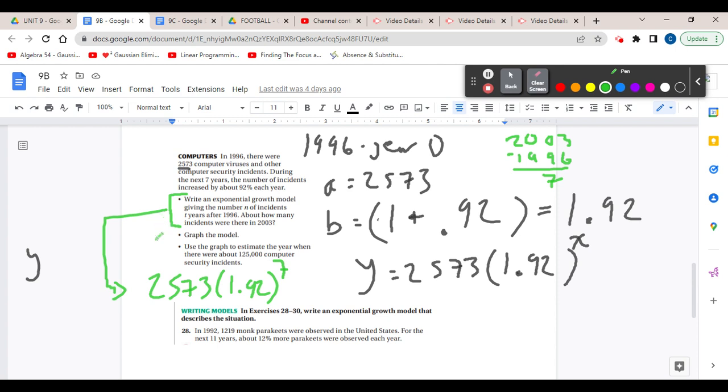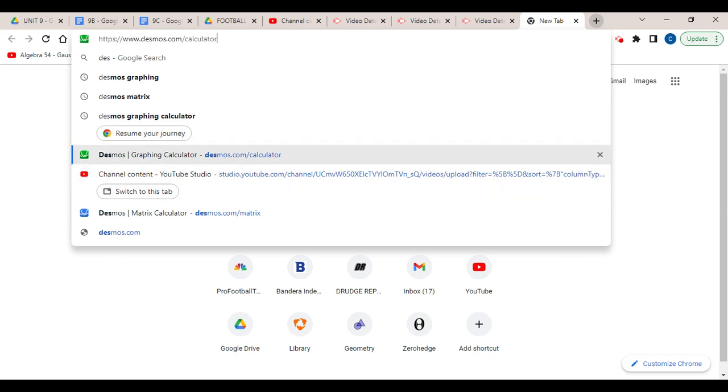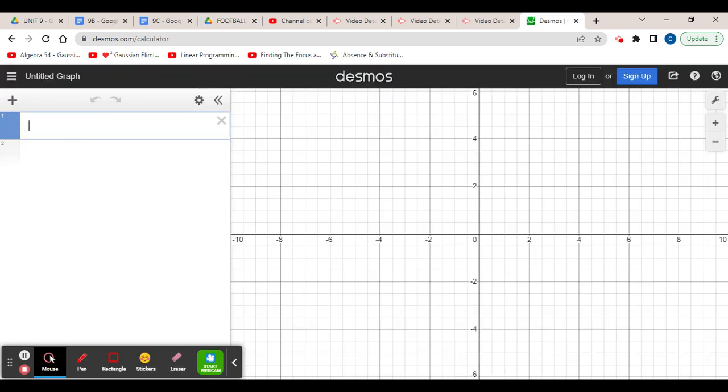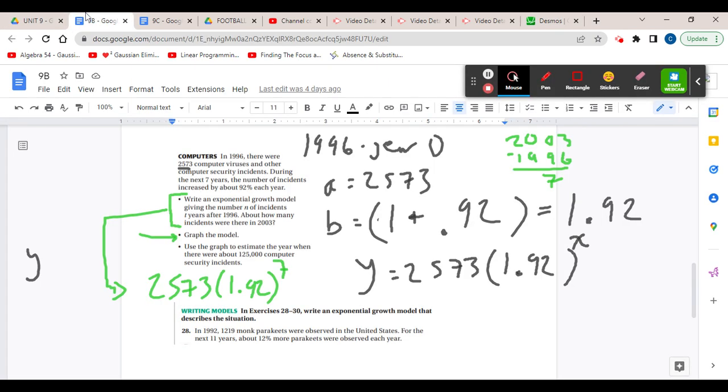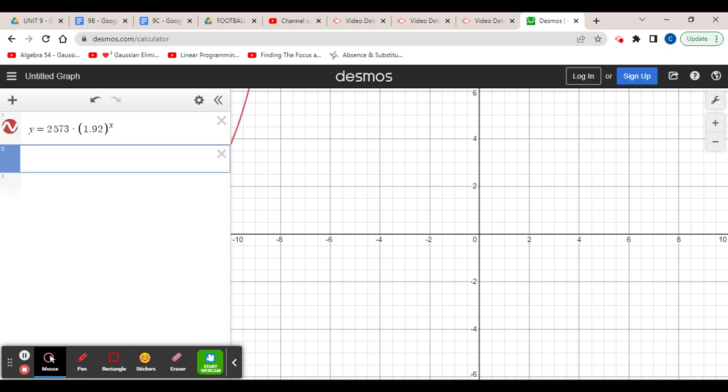Next, we can graph the model. We can graph the model using Desmos if we want to. So we can go to our Desmos. Let me pull that up here. Computer going a little slow today. So here we can go Y equals 2573 times 1.92 to the X power.